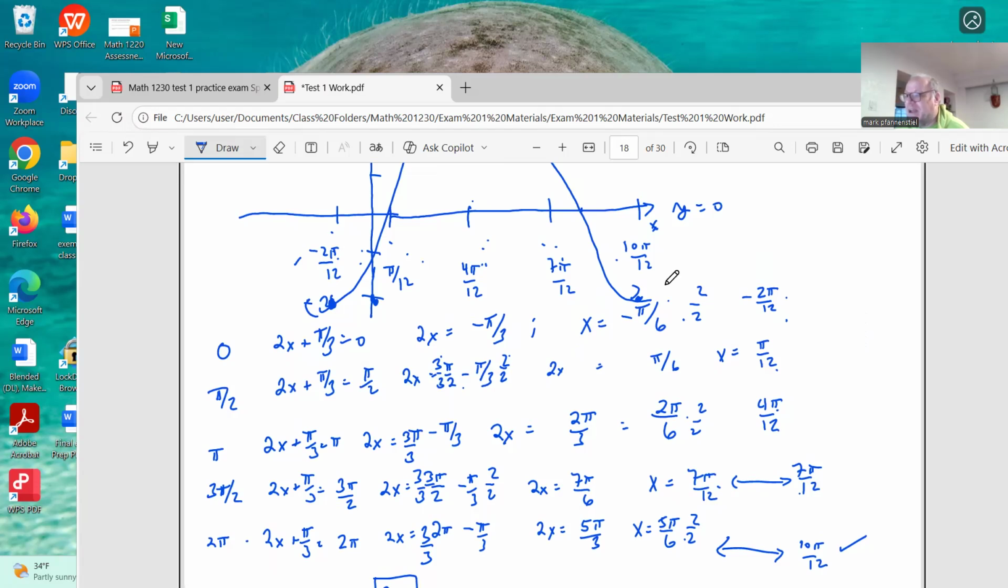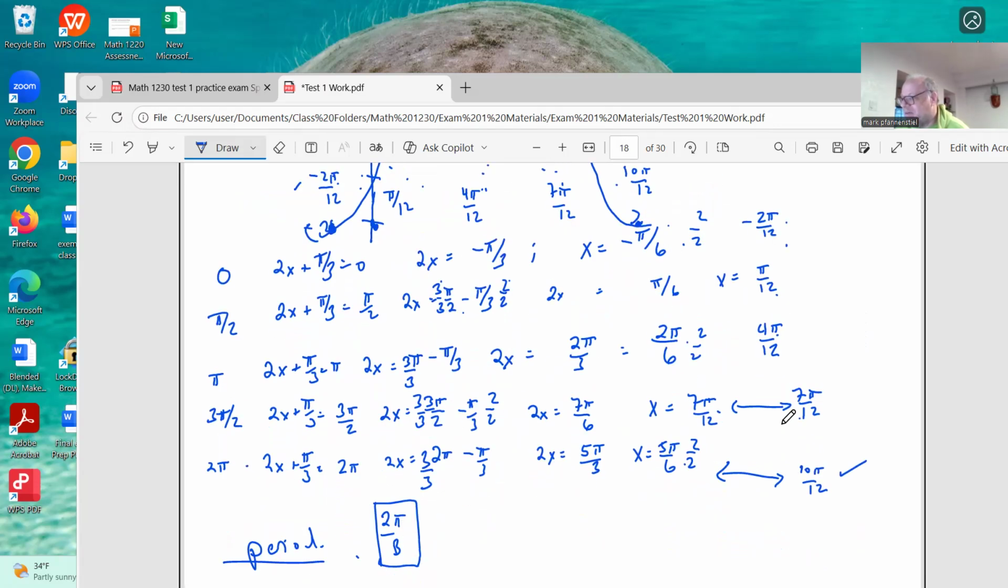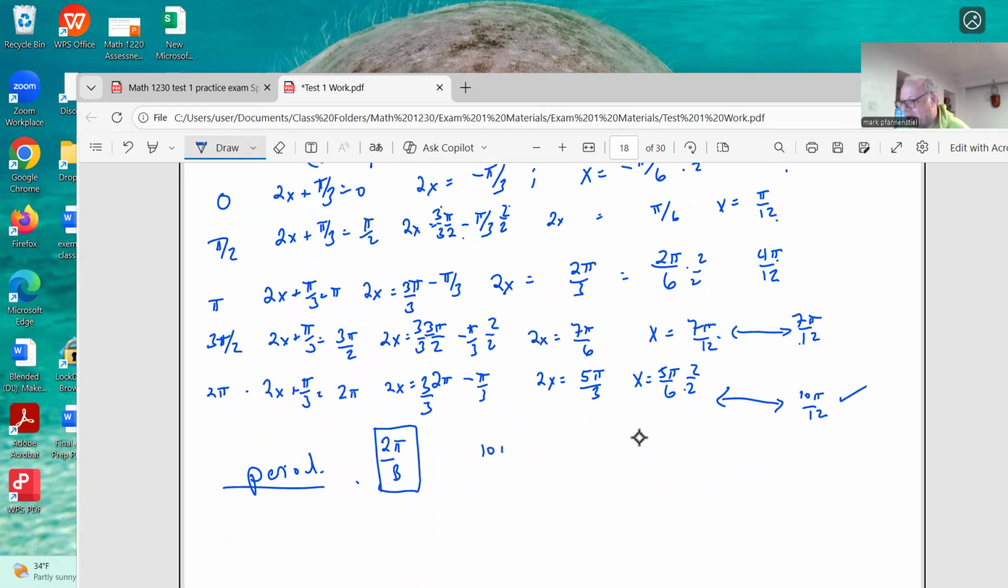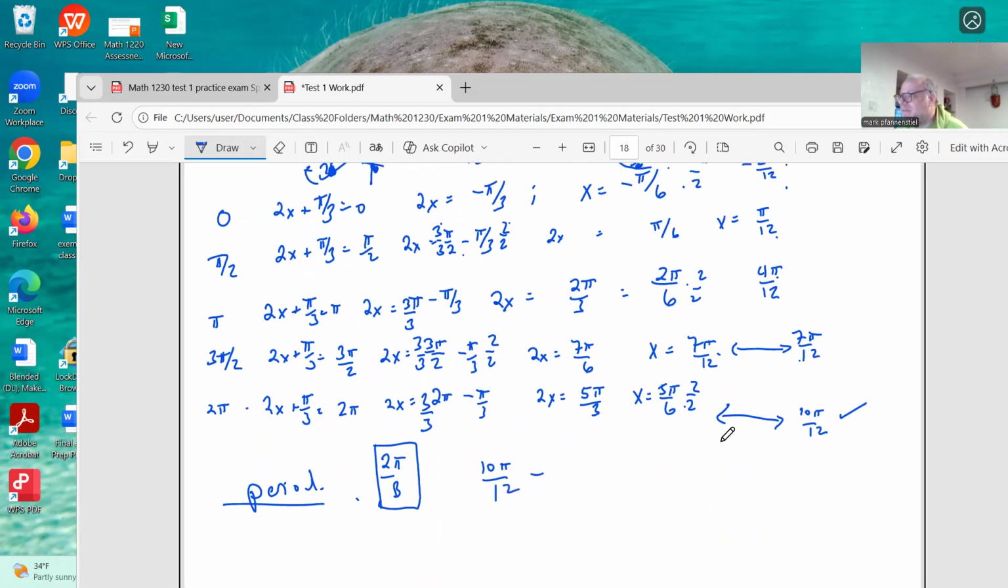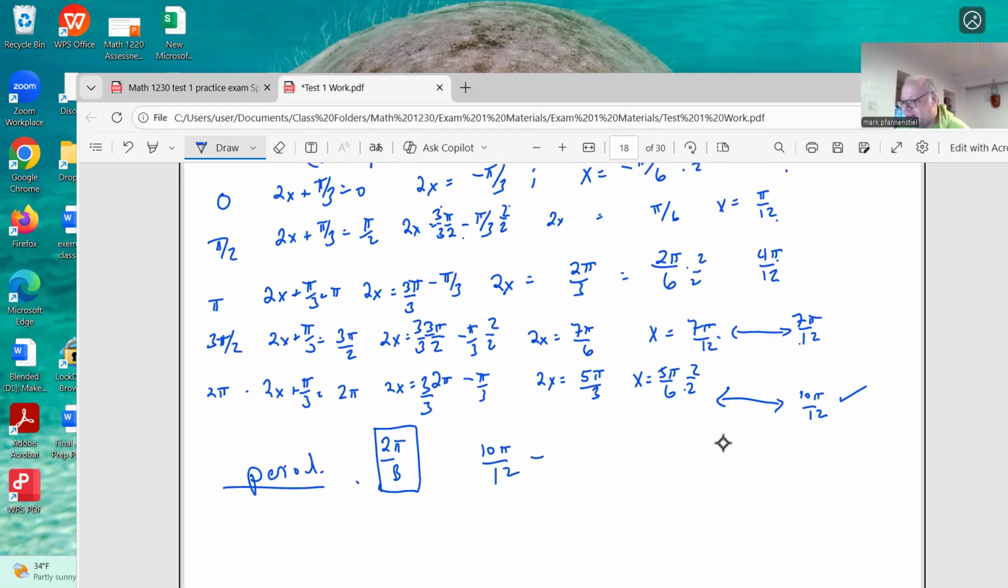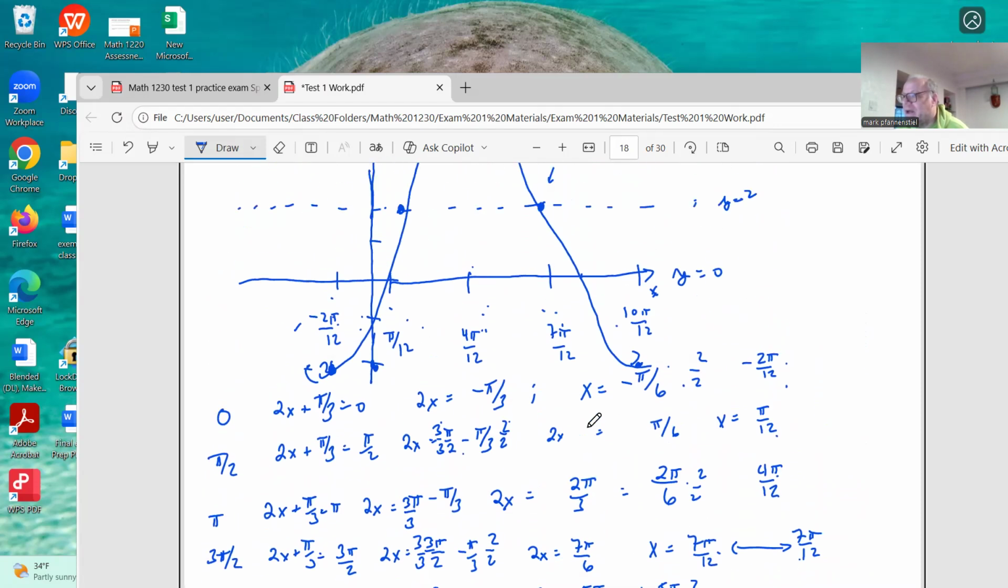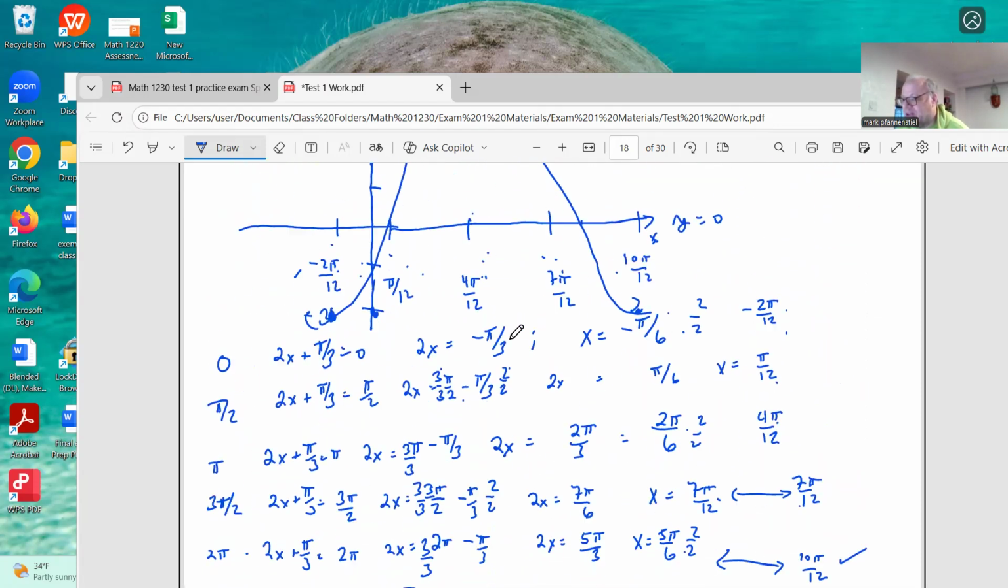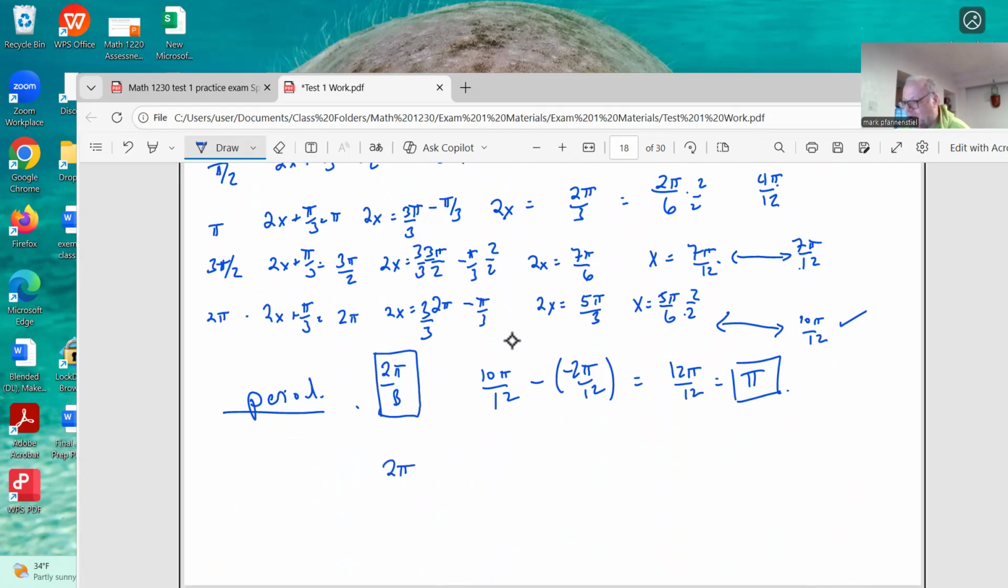But I could figure out what the wavelength is because where is my endpoint? Well, my endpoint is 10 pi over 12. So 10 pi over 12 minus what was my beginning point? My beginning point is -2 pi over 12. So we could say 10 pi minus a -2 pi, that's going to be 12 pi over 12. My period is pi units long. What is my period if I use 2 pi over b? I've got 2 pi over b, which is 2. Oh, look at that. Our period is pi. They match. They're the same thing. So I developed this because I wasn't going to remember that.